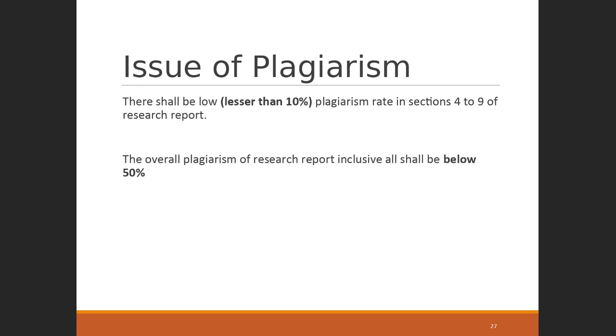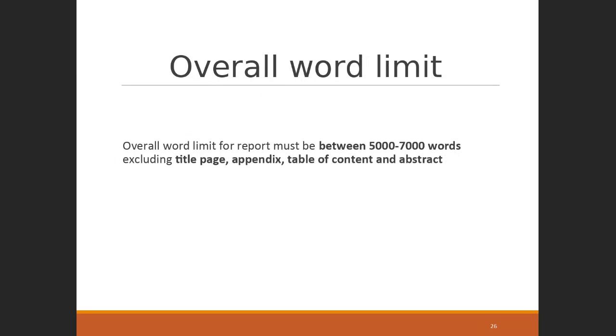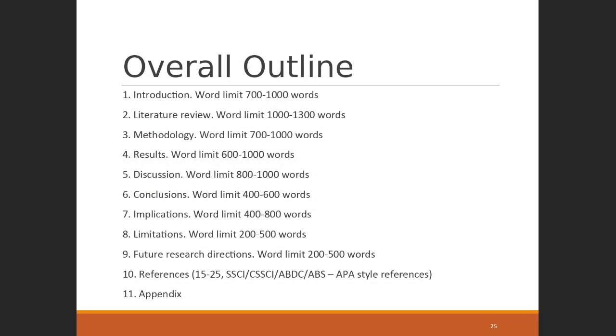The overall plagiarism of the research report, inclusive of all sections, shall be below 50%. There shall be less than 10% plagiarism in sections 4 to 9 of your research report. So what are sections 4 to 9? Section number 4 to 9. These are the sections. They should not be very much plagiarized. So the plagiarism limit for these sections is less than 10%.